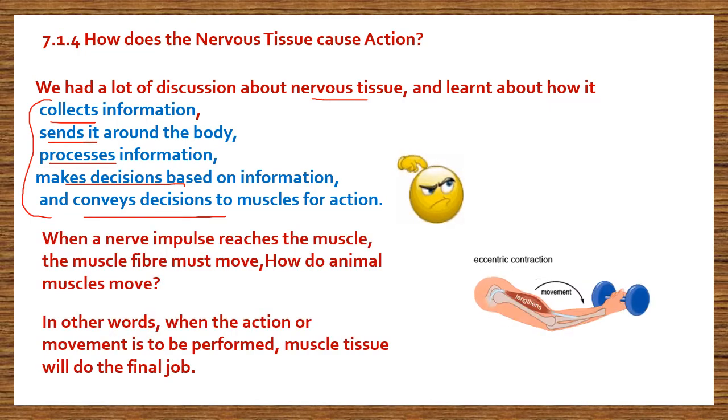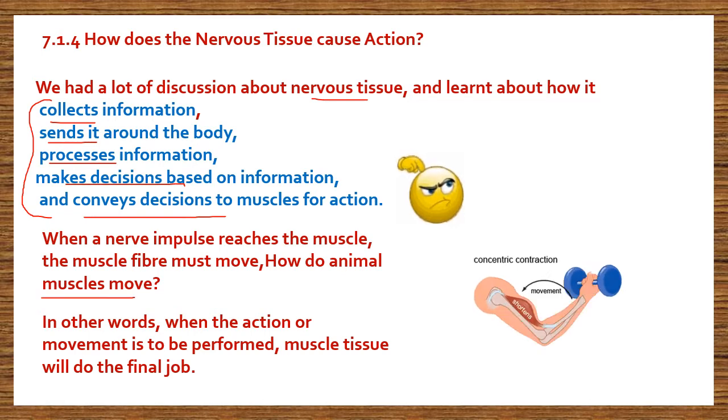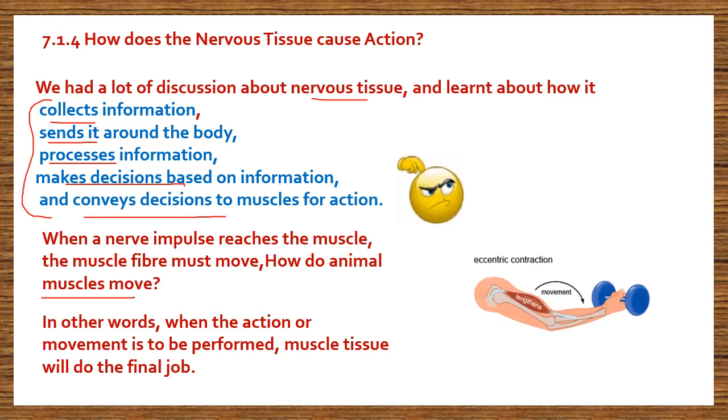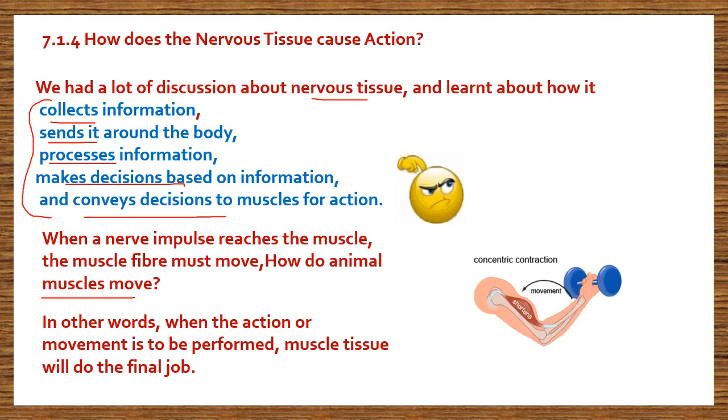So, it is a very complicated process. And when a nerve impulse reaches the muscle, the muscle fiber must move. Now the question is, how do animal muscles move? Okay, here in the animation you can see the muscles are moving. You can see the contraction in the muscles. Simply I can say, when an action or movement is to be performed, muscle tissues will do the final job. But how do these muscles move? Let me answer this question.